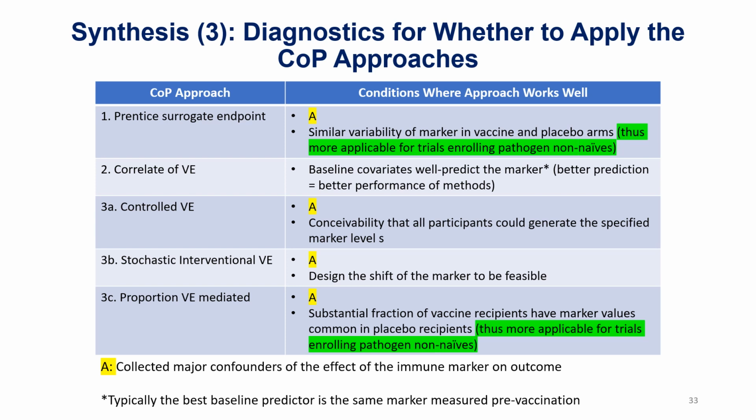Okay, and then the details of the study design, the data availability, the amount of data, and the assays do affect which approaches are going to apply really well versus might not apply that well. So in general, one can diagnose different parts and figure out which set of methods are appropriate to apply. All methods are going to apply better if you can collect the major confounders of the effect of the immune marker on the outcome. And then the Prentice surrogate endpoint and the proportion mediated approaches will tend to perform best for vaccines where the studies enrolled people that were previously infected, because they're going to have a lot of variability in the placebo arm, which is really helpful for those methods.